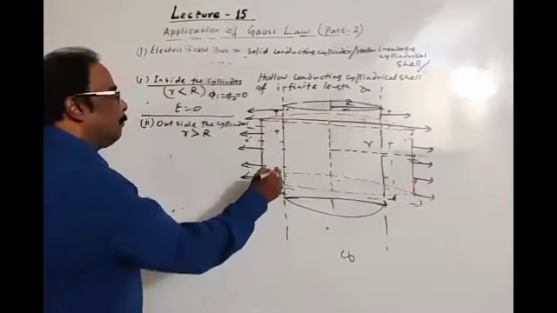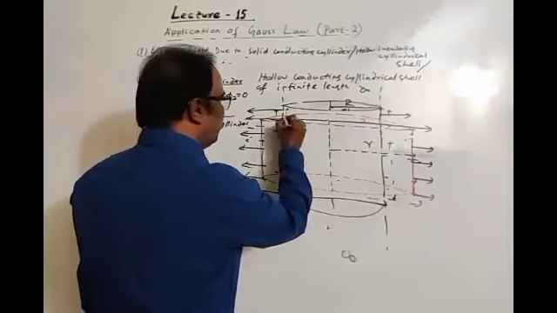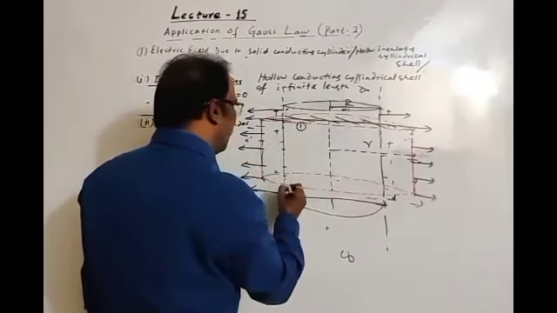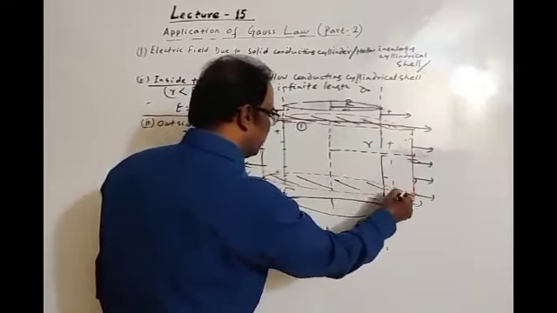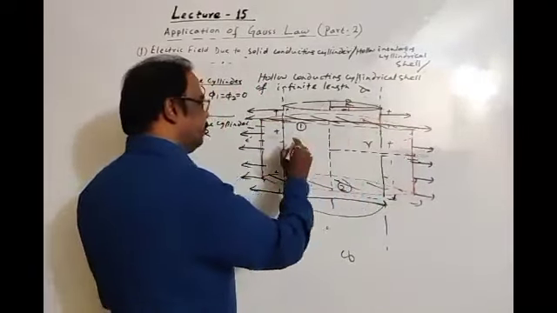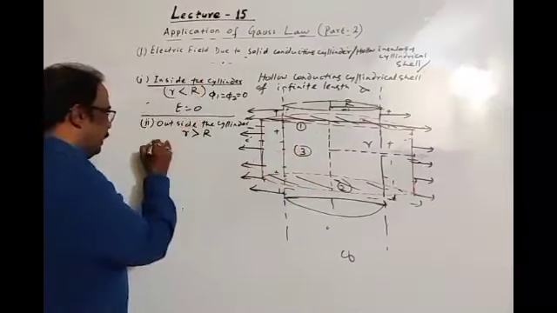Now, this is the Gaussian surface. Let this surface be 1. This surface is 2. And the curved surface is 3.